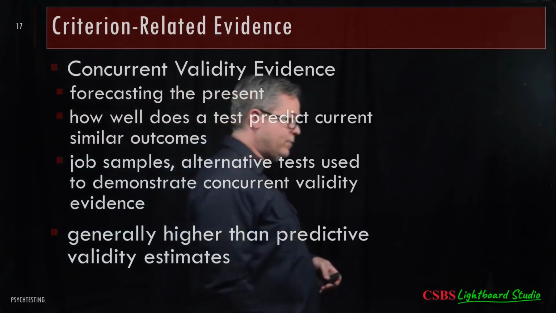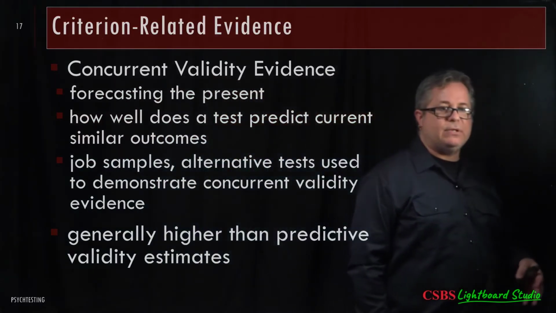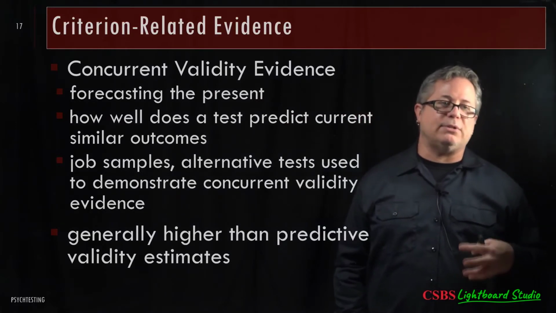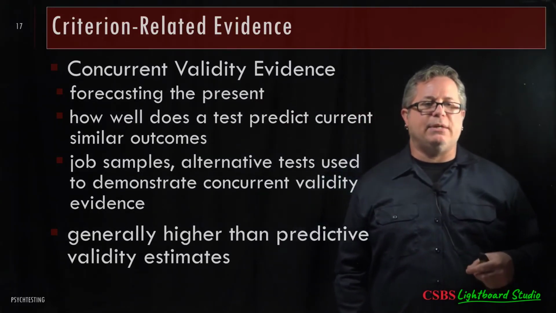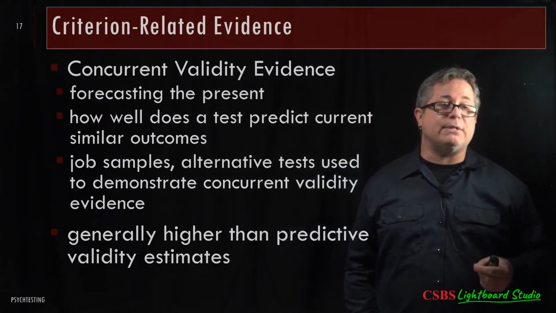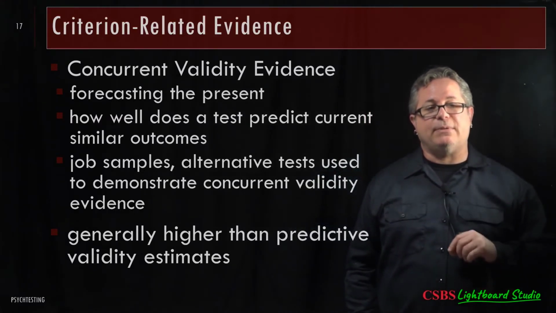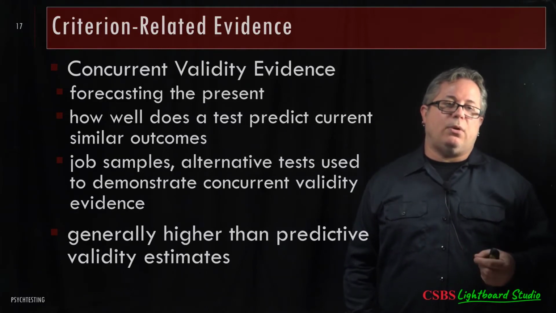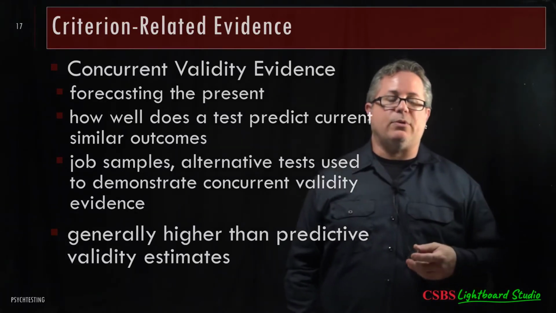Concurrent validity is usually easier to establish because it's happening at the same time. So it's really forecasting the present. That sounds weird, but you're predicting people's behaviors or outcomes, their criteria, that are happening at the same time that the scale is being measured. So how well does the test predict current similar outcomes?